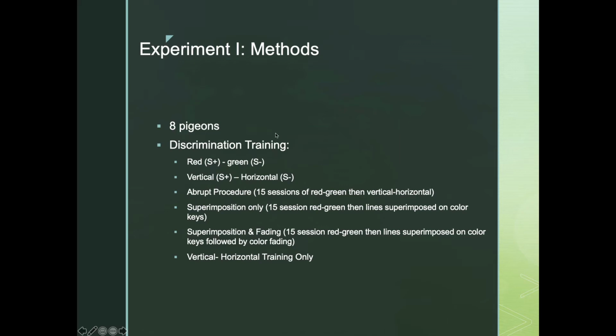So there were 8 pigeons, again, sort of divided into groups according to experimental session. And discrimination training first included a red-green discrimination. So red was S plus, green was S minus. Then a line discrimination, a vertical line versus horizontal line.